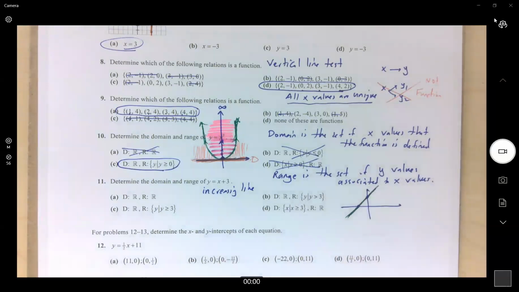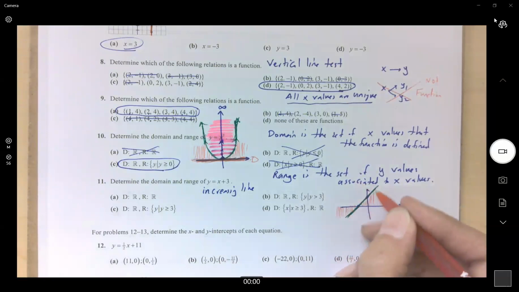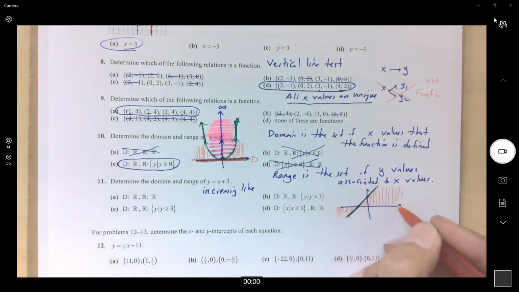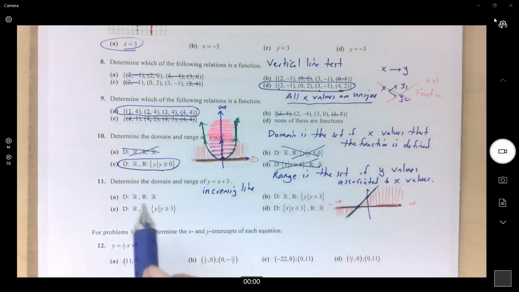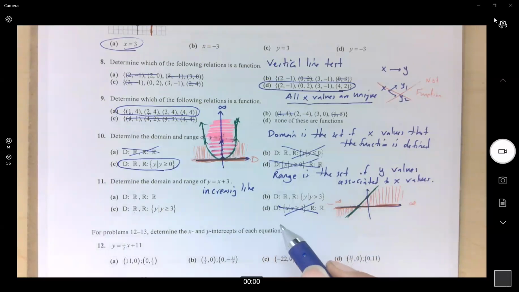So if you look at the shadow of the line on the x-axis, since it continues, you see all x values are taken from -infinity to positive infinity. So let's take a look at this question. Okay, this is fine, this is fine, this is fine, this is not fine. It says, hey, the domain is restricted. We don't have any restriction on the domain, -infinity to positive infinity.